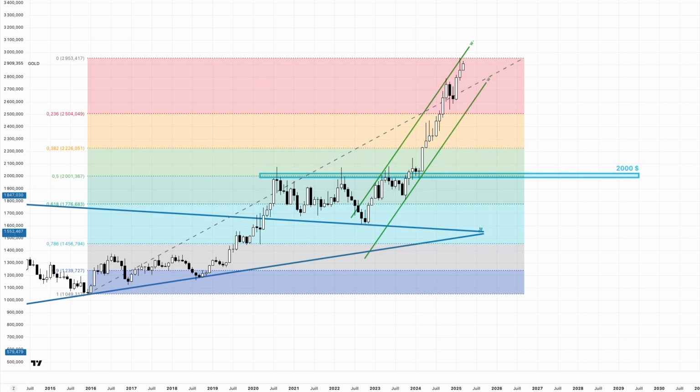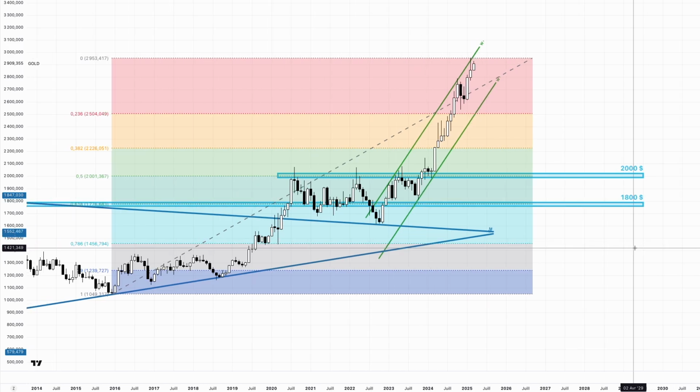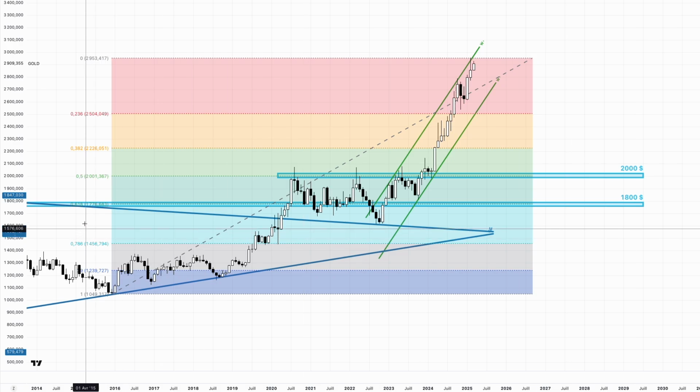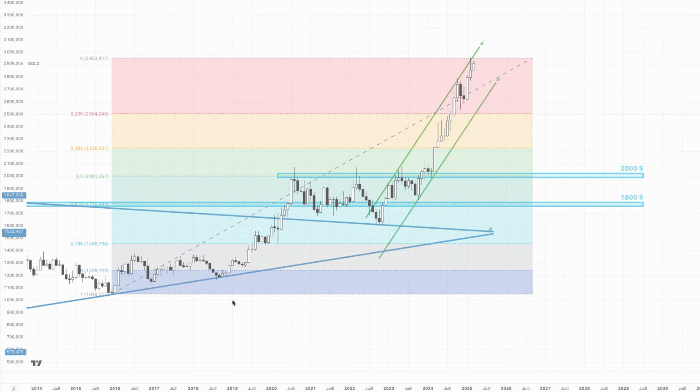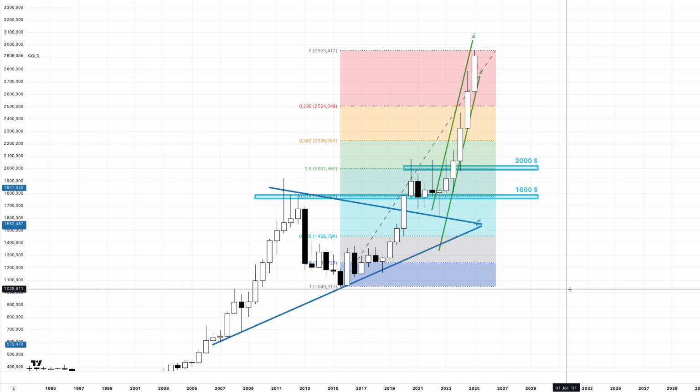Another possible level is just below, at $1,800. This corresponds to the 61.8% Fibonacci retracement level, a key technical threshold. Moreover, it has played a significant role in gold's price action. To better understand its importance, let's switch to the semi-annual charts.